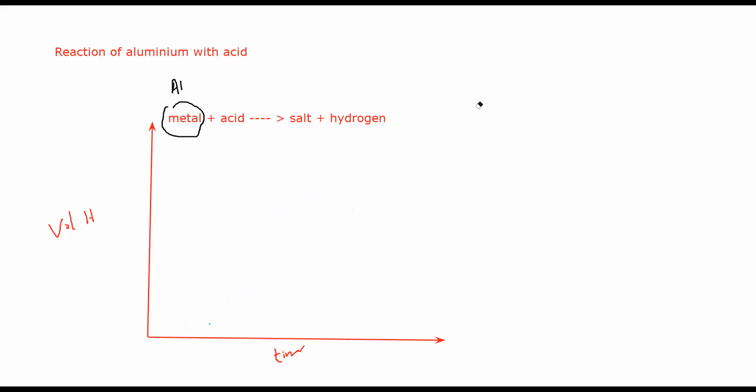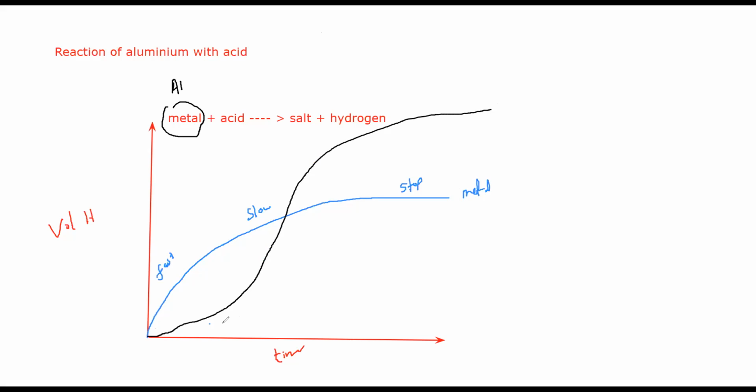When a metal reacts with acid, it will give salt and hydrogen. In the beginning you will have a steeper slope, showing a faster rate of reaction. But with the passage of time the rate of reaction decreases, so the slope decreases, and eventually it will be constant. This is with normal metals. Aluminium is also a metal, but with aluminium the graph is a bit different. Yes, Afif, you are right. In the beginning it is slow, then it becomes fast, and then again it slows down and stops.